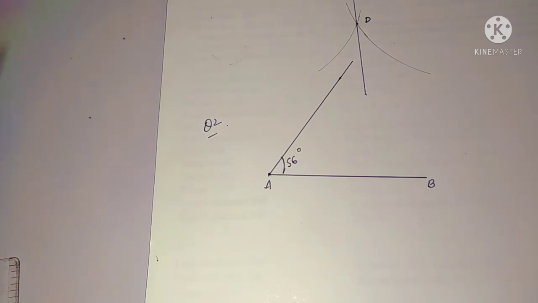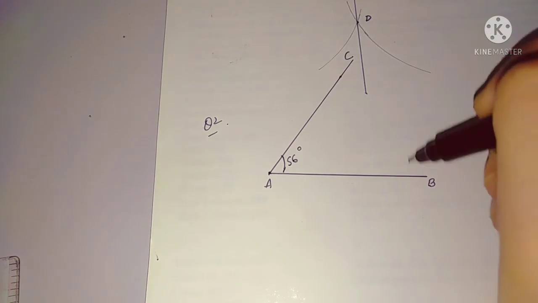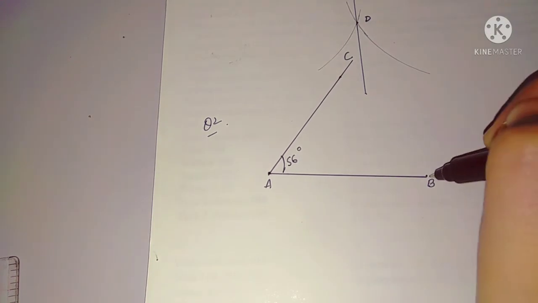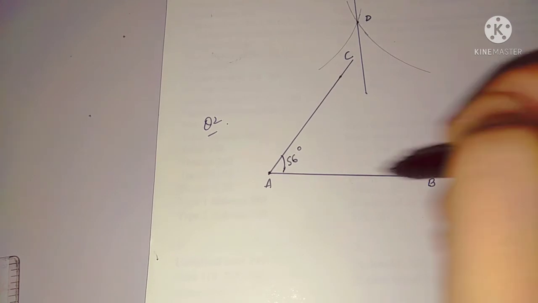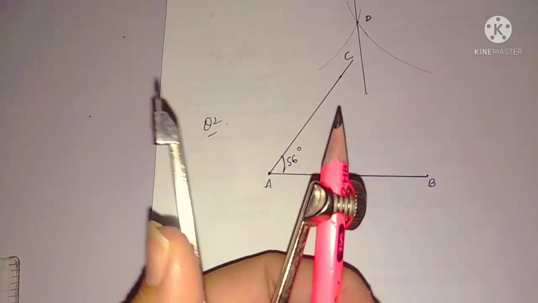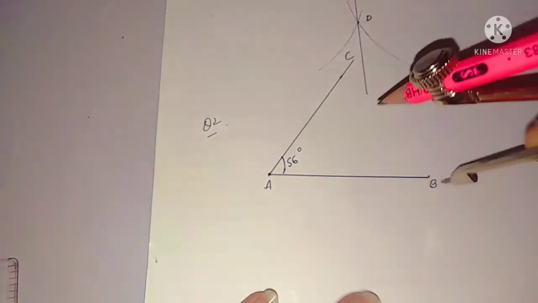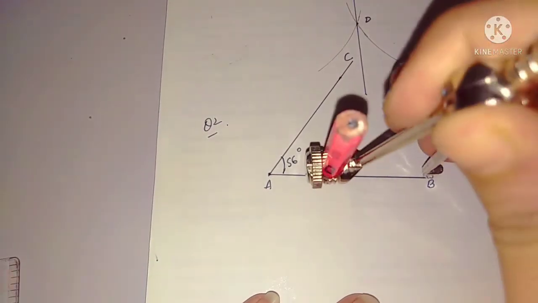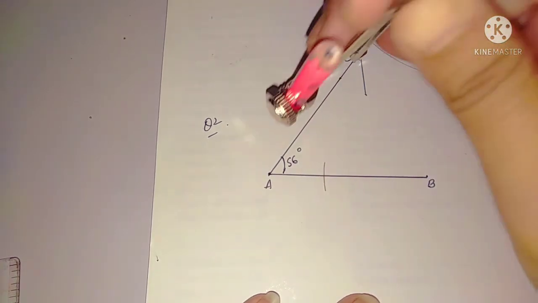But students, it's given in the question that we construct the angle bisector of BAC. Now this is point C. Now we have to construct the angle bisector of B and C. For that, you have to open the compass to any length, but do not change the length now. Put on B and draw an arc here, and then put on C and draw an arc here.